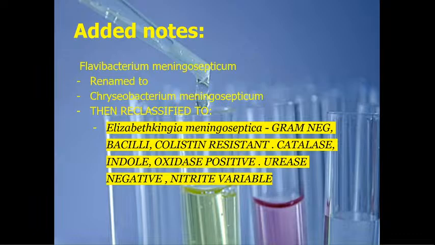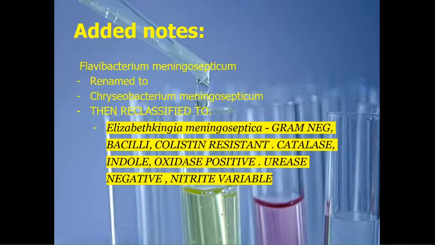But I remember one of my students messaged me, "Sir, what's Elizabethkingia meningoseptica?" Well, when I Google searched it, it's basically Chryseobacterium meningosepticum. Okay, now it's Elizabethkingia meningoseptica. It's a gram-negative organism that's colistin resistant, catalase, indole, oxidase positive, urease negative, and nitrite variable.